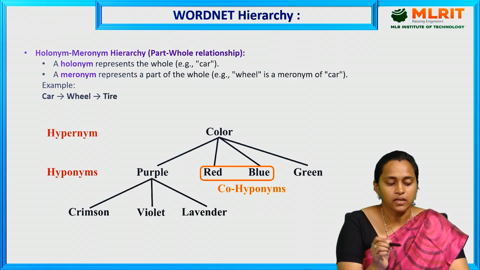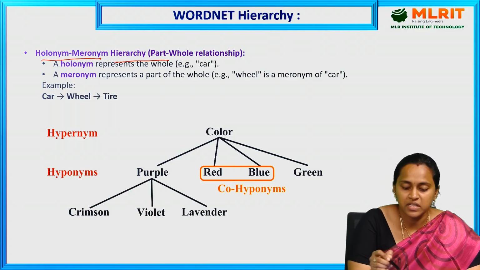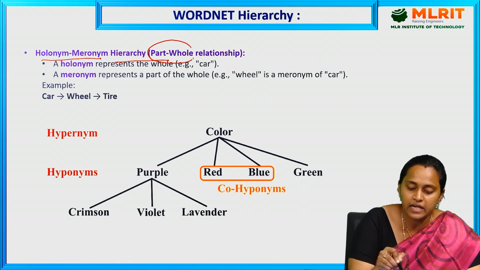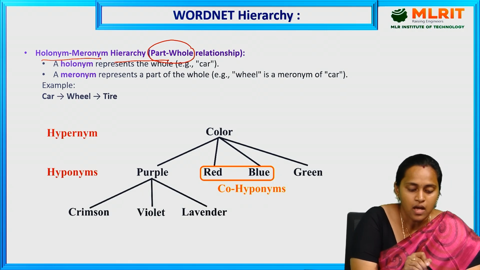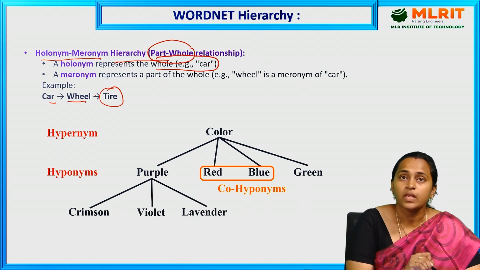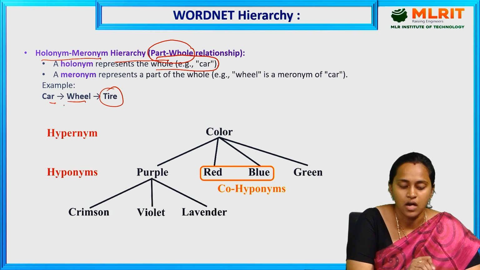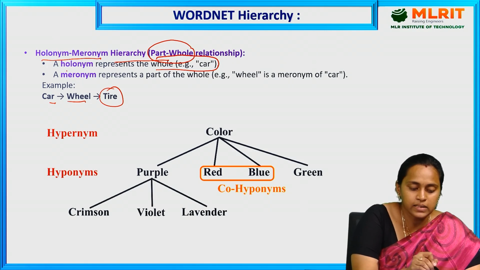Let's see the holonym and meronym hierarchy. That means part-whole relation. Let's see the example here. Some holonym represents, for example, a car. Here car contains a wheel, suppose a tire, right? This is a relationship between the car and wheel and tire. Here wheel is the meronym and car is the holonym.